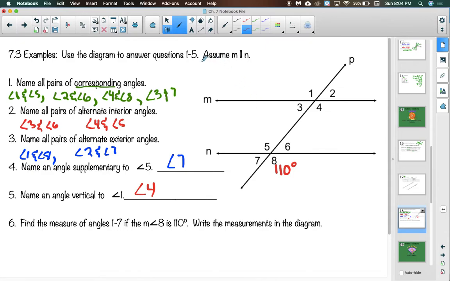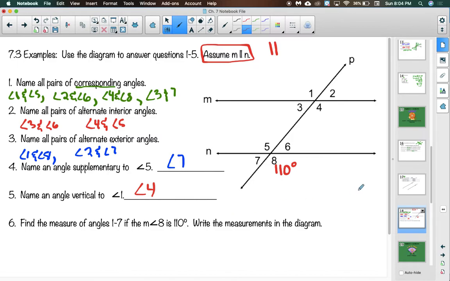I am going to back up here for a second. Here is a very important note to help us with question number 6. This says assume line M is parallel to line N. So that's a parallel line sign right there. Knowing that those two lines, I think I said angles, I'm sorry, line M is parallel to line N. That's how I should have said. Knowing that those two lines are parallel tells me that when transversal P cuts through them, all these important angles are congruent. So that's really, really helpful.